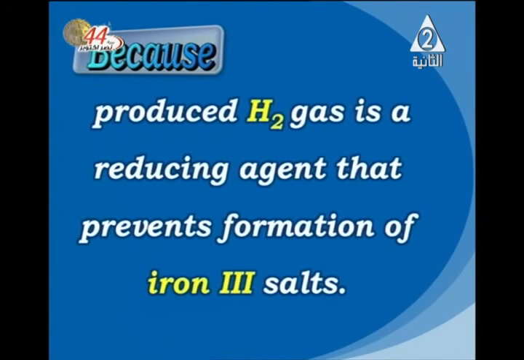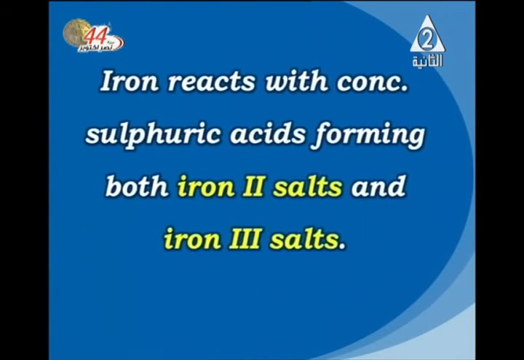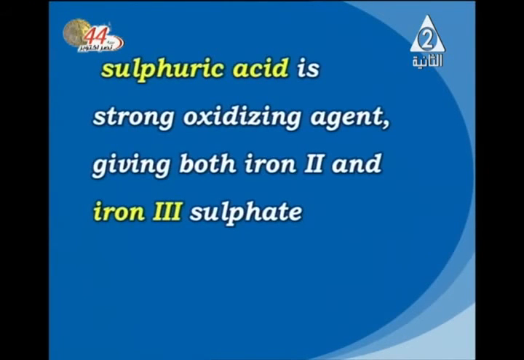Next point, iron reacts with dilute acids, forming iron 2 salts, not iron 3 salts. The reason for that, because the produced hydrogen gas is a reducing agent that prevents formation of iron 3 salts. Next point, iron reacts with concentrated sulfuric acid, forming both iron 2 salts and iron 3 salts. The reason for that, because sulfuric acid is a strong oxidizing agent, giving both iron 2 and iron 3 sulfate.